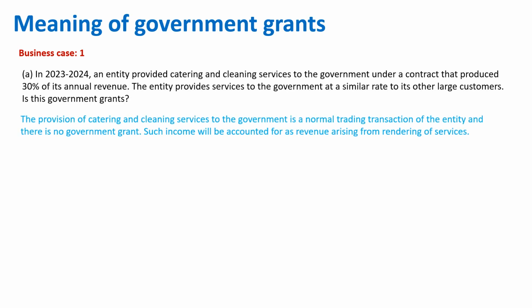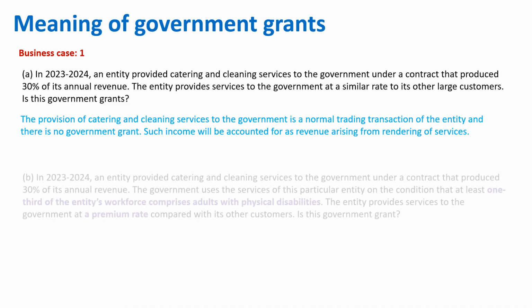The provision of catering and cleaning service to the government is a normal trading transaction of the entity, and there is no government grant. Such income will be accounted for as revenue arising from rendering of service, because there are no conditions attached here, right? It is a simple service given to a private company or private entity. A similar service is provided to the government entity.